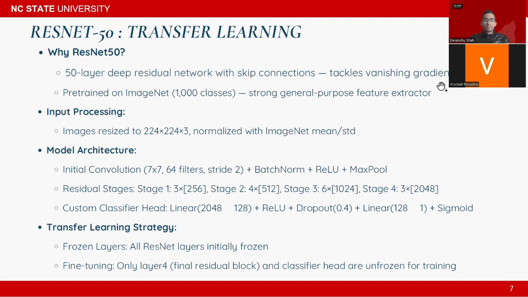This 50-layer deep residual network is pre-trained on ImageNet, and it serves as a powerful feature extractor. We resized the inputs to 224 by 224 dimensions and normalized them. We froze most of the pre-trained layers and only fine-tuned the final residual block and the custom classifier head. The new head consisted of fully connected layers with ReLU activation, dropout, and a sigmoid output.